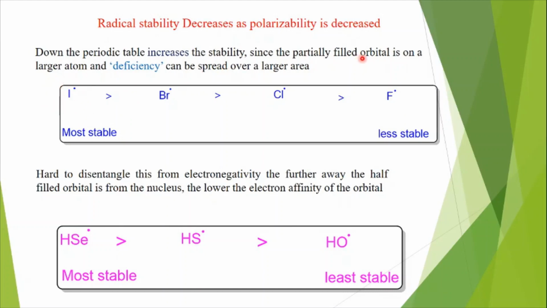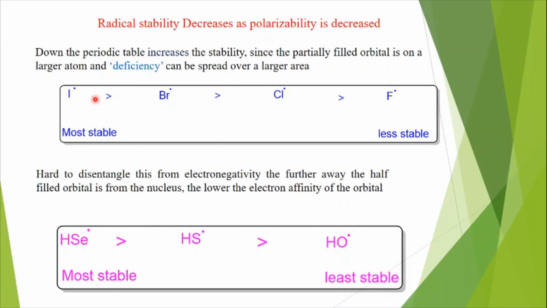So the half-filled orbital is on the larger atom, so its radical electron deficiency can be spread over a large area. This same case is absent in the fluorine radical, because the size of the fluorine radical is very small, and the partially filled orbital has a very small size, and the deficiency cannot spread over a large area. That's why the fluorine radical is less stable.